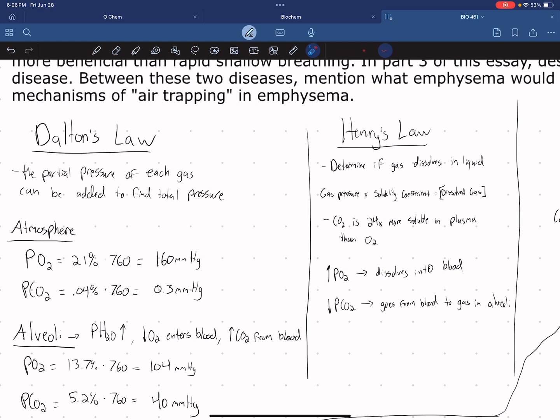So if there's an increase in the pressure of oxygen, it dissolves into the blood. So the high pressure of oxygen in the alveoli will cause a gradient that causes diffusion from the alveoli into the blood. It will dissolve into the blood. But the low pressure of carbon dioxide creates a gradient where there will be large amounts of carbon dioxide in the blood, and it will then diffuse into the alveoli and become a gas. So that is where we see the change of those ratios can be explained by Dalton's law and Henry's law.